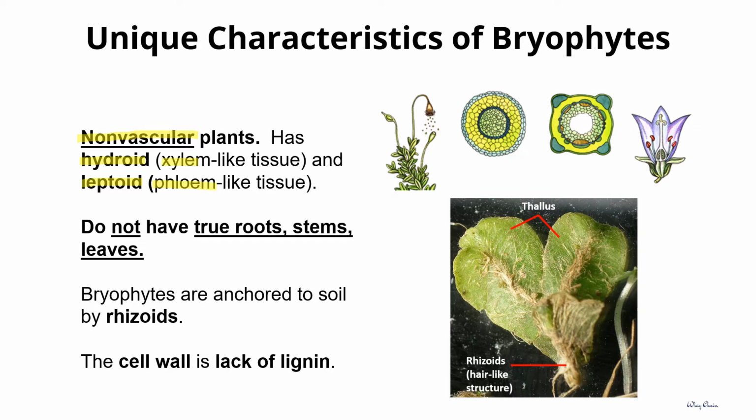Due to the non-vascular structure throughout the body, they do not have true roots, stems, and leaves. Bryophytes have rhizoids, which are hair-like structures, that help them to anchor to the soil surface. The cell wall is not laid with lignin, which is the structure that gives strength to the vascular plants.